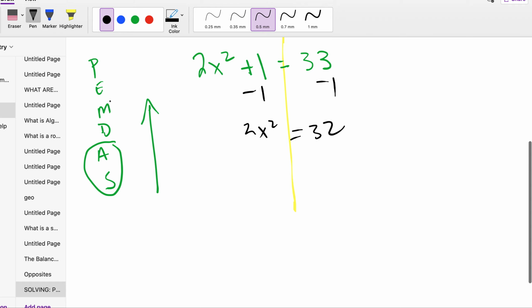Next, I'm going to look to see if there are any multiplication or division. 2 times x squared would be multiplication, so we divide both sides.